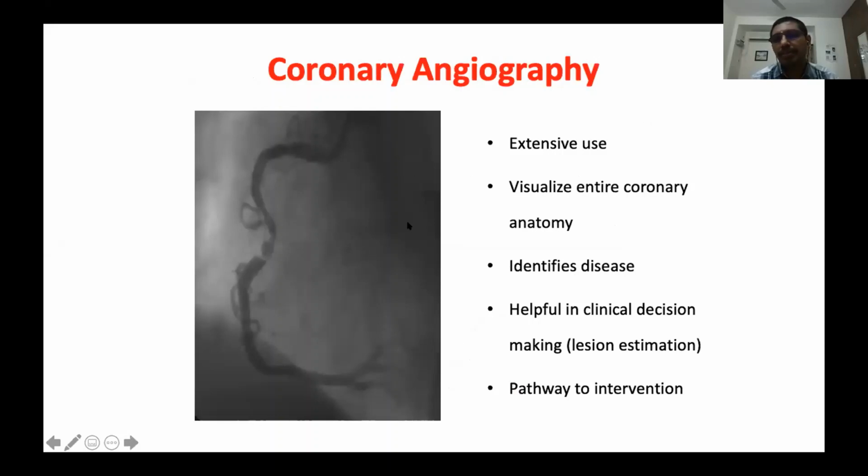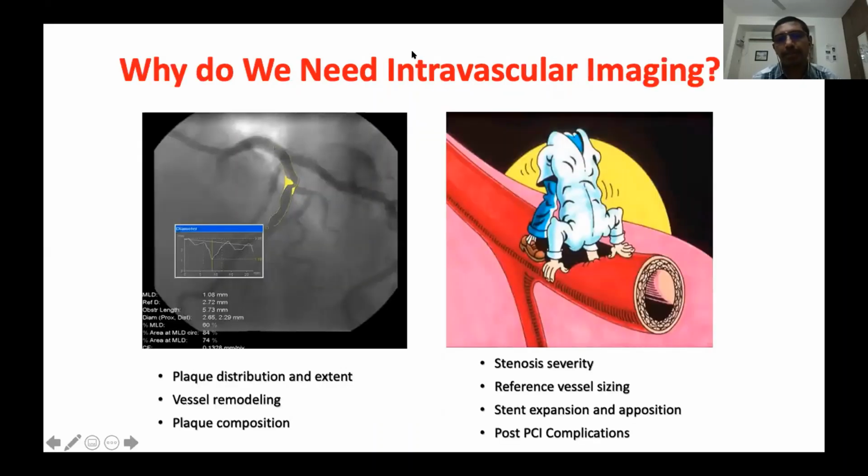Coronary angiography we use extensively in practice, and it helps in visualizing the entire coronary anatomy with a single contrast injection. It helps in identifying disease, and in decision making between surgery, medical treatment and PCI. And as we all know, this is a pathway to intervention. Then why do you need intravascular imaging once you get all the information from coronary angiography itself?